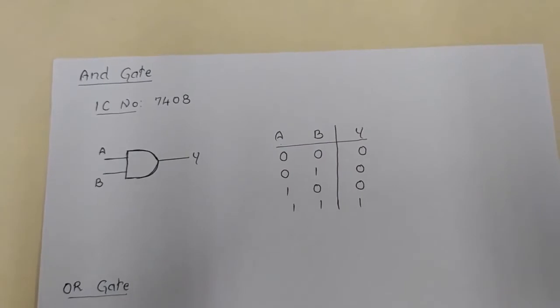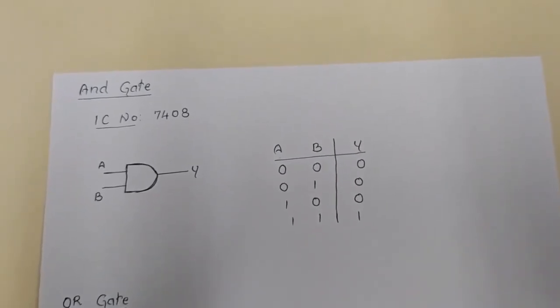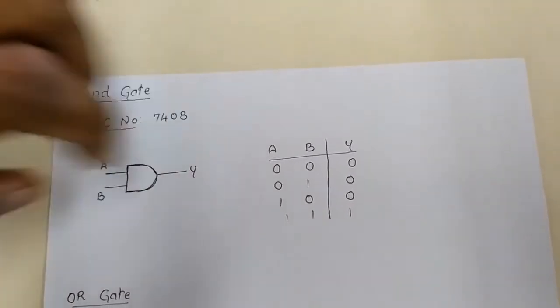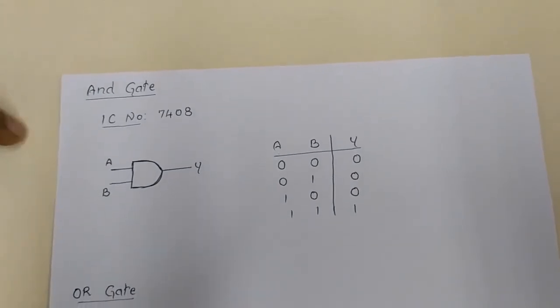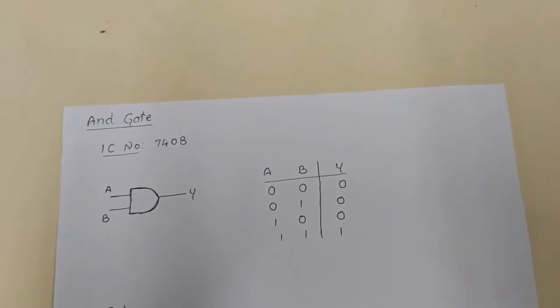So right now we'll be rigging up a circuit with respect to the AND gate. I need to remember the truth table of the AND gate. So this is your truth table and this is my circuit diagram of the AND gate, and the IC corresponding to the AND gate is 7408.